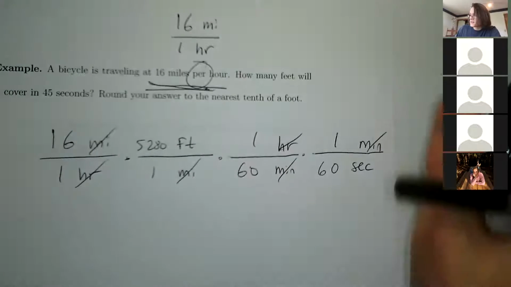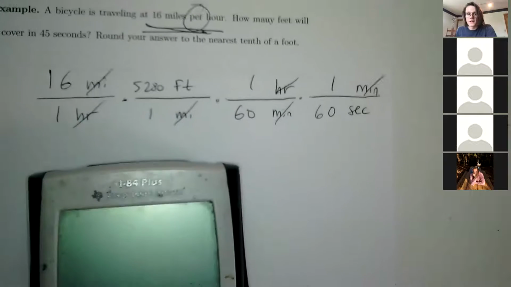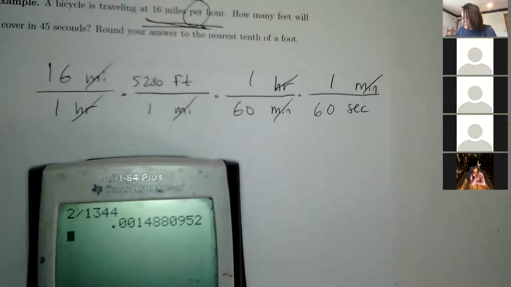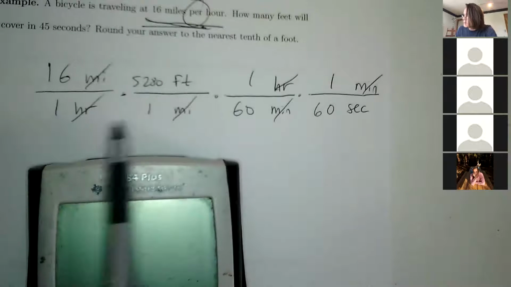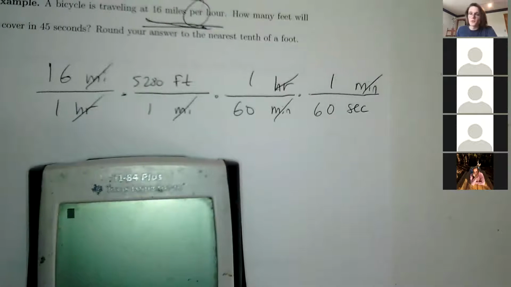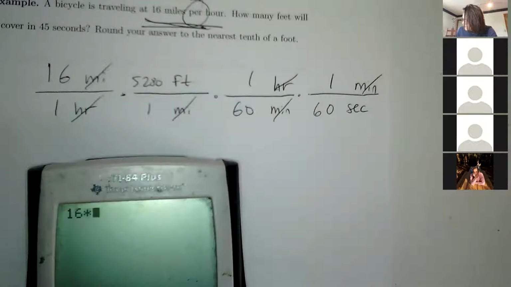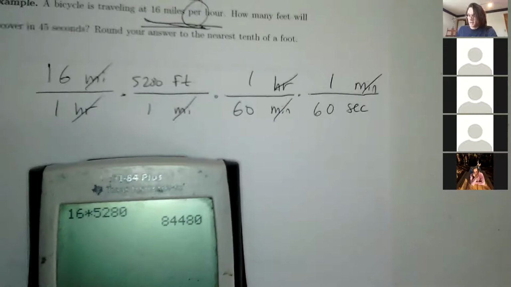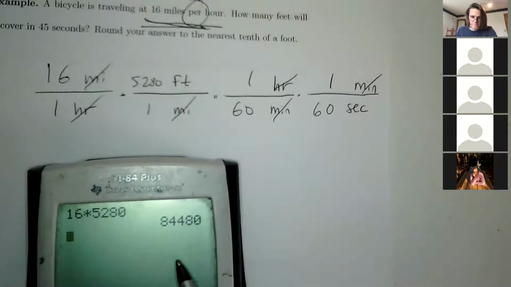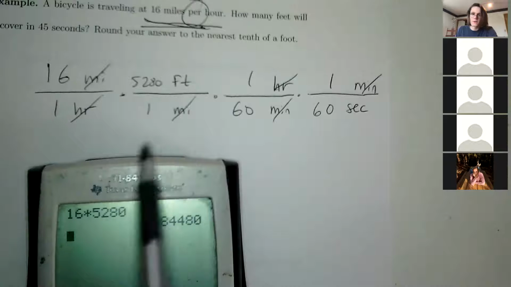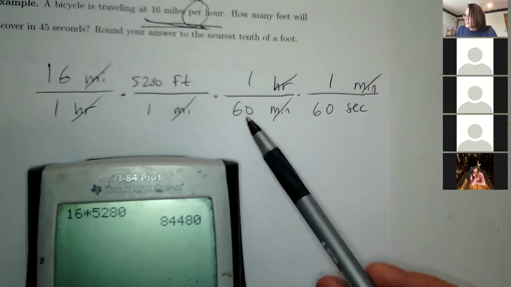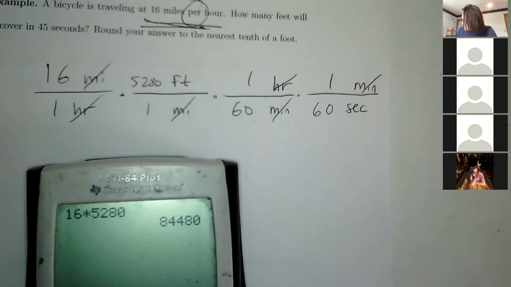So if I compute this out, which I do want to do, let me get my calculator here. Again, you multiply across the top. I have 16 times that ugly 5,280. So 16 times 5,280. I get that ugly number. Then I'm dividing it by one, which doesn't do anything, and then I'm dividing it by 60 and 60. So I'll divide it by 60 times 60.